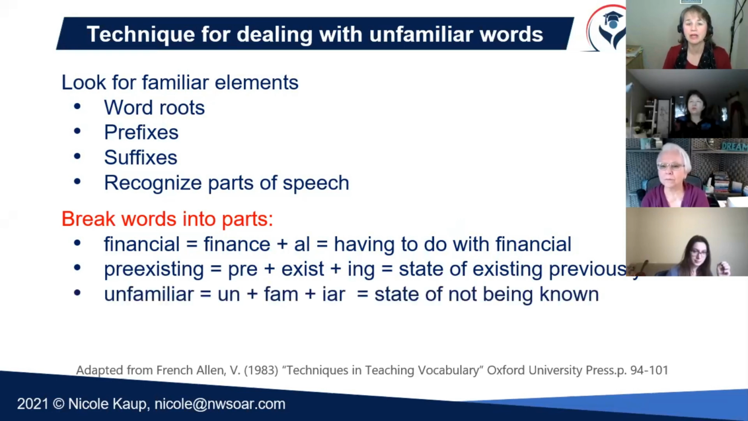Another quick one, unfamiliar. You'll recognize un meaning not. You'll recognize fam as in family. So family is something you know well, something that's close to you. And then the IAR ending is again meaning state of, quality of, and IAR endings are for adjectives. So the meaning of this is basically the state of not being known. So something that you do not know well. You'll notice when we break these into parts, it sounds a little bit strange. The state of being unknown.